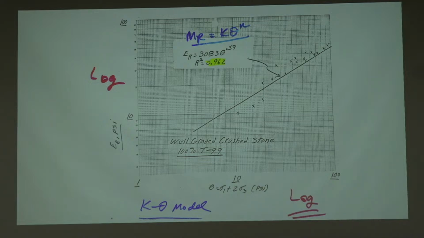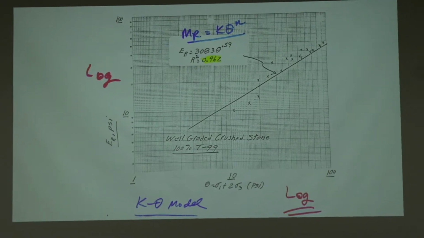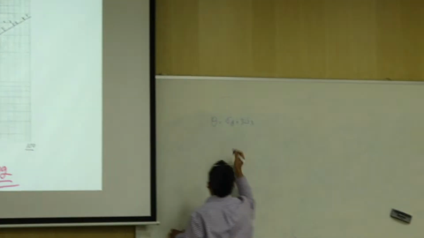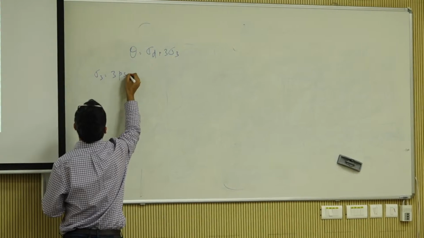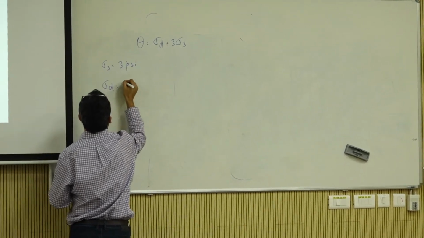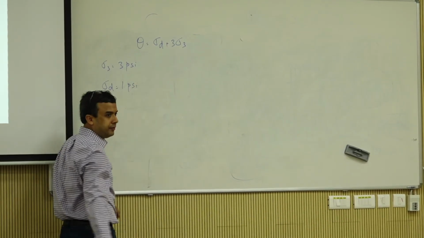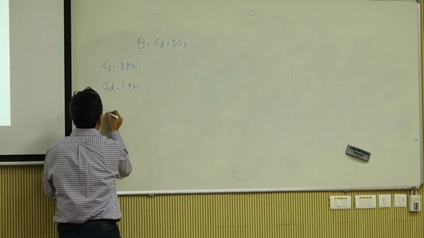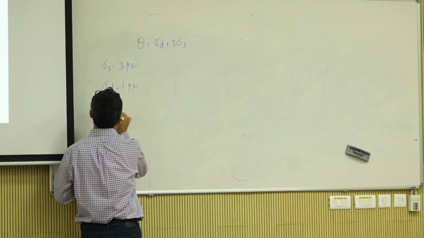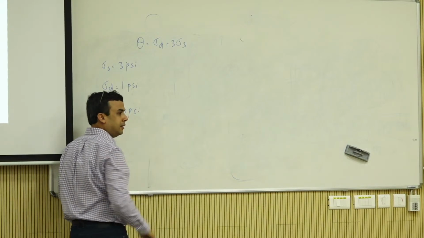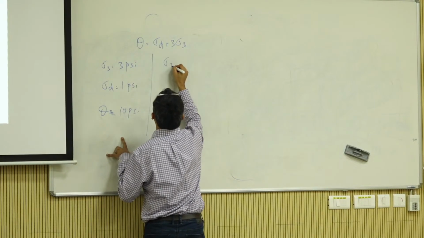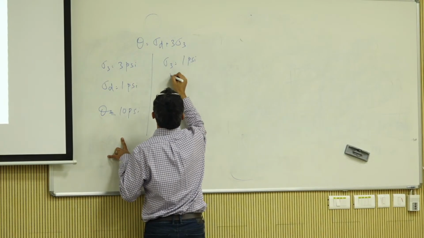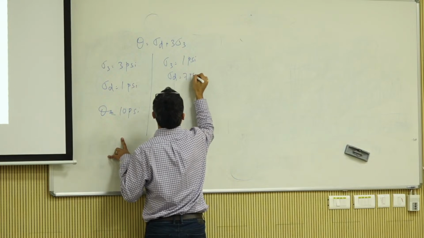Here is my question, folks. Theta is sigma d plus 3 sigma 3. Let us take a stage where sigma 3 is equal to 3 psi, sigma d is equal to 1 psi. So what is theta? 10 psi, right? Second stage, sigma 3 is equal to 1 psi, sigma d is equal to 7 psi. What is theta?